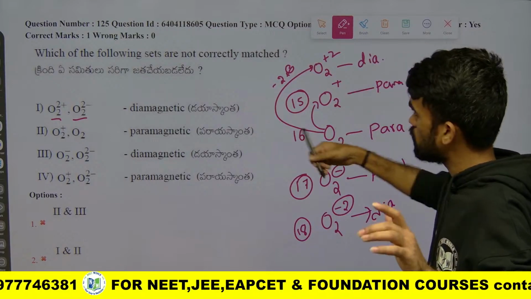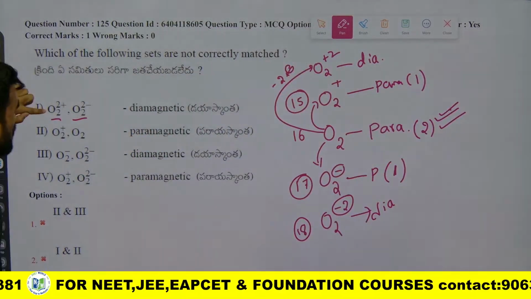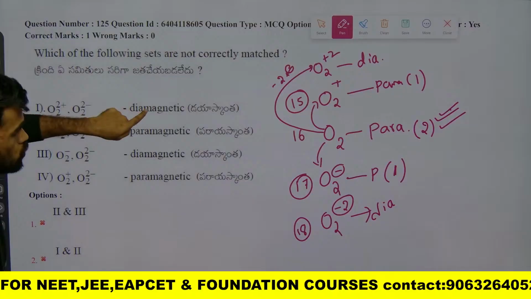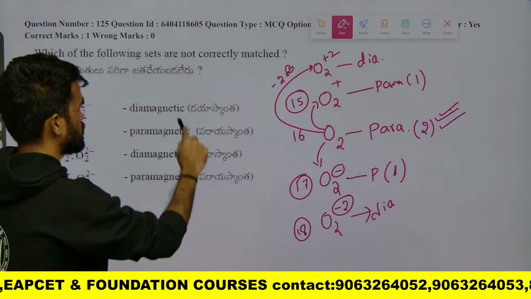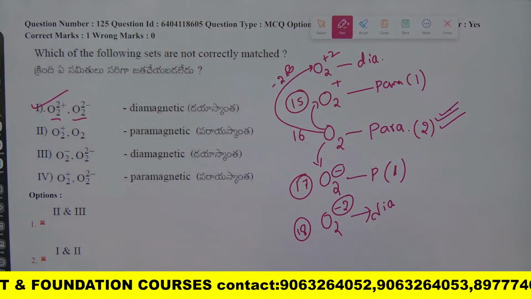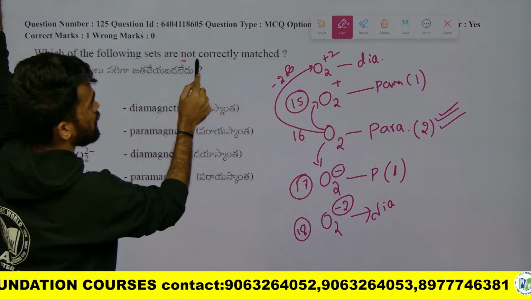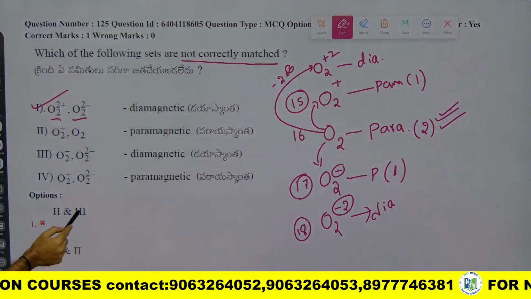Now based on this you can match it. See, O2 2 plus and O2 2 minus, those are diamagnetic only. So O2 2 minus, O2 2 plus, diamagnetic. Yes, the first one is correct only. For the second one, they are asking about not correctly matched. Okay, go to the second option.